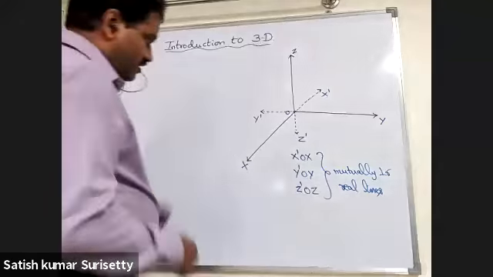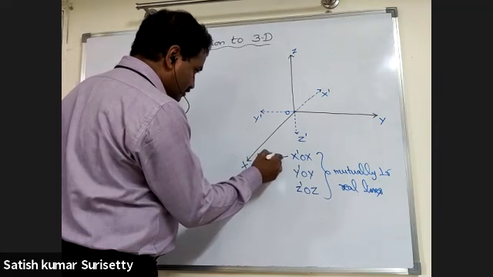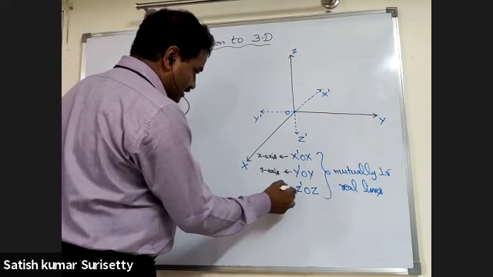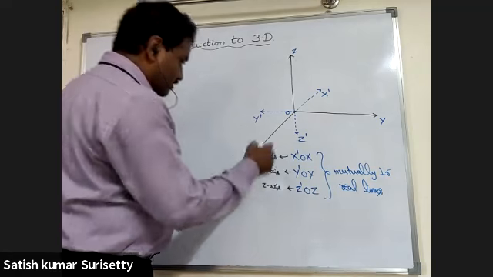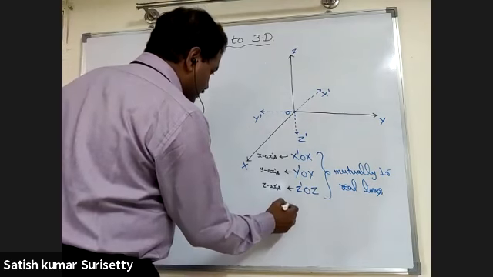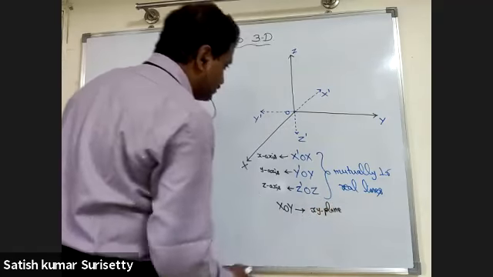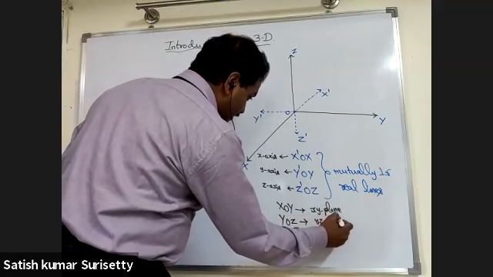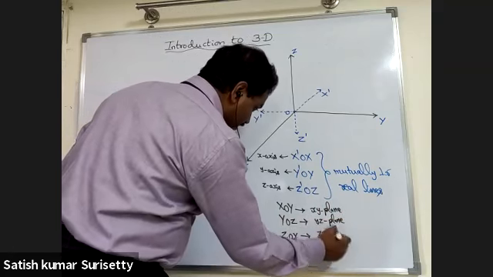Here x dash ox is called x-axis, y dash oy is called y-axis, z dash oz is called z-axis. XOY is called XY plane. YOZ is called YZ plane. ZOX is called ZX plane.